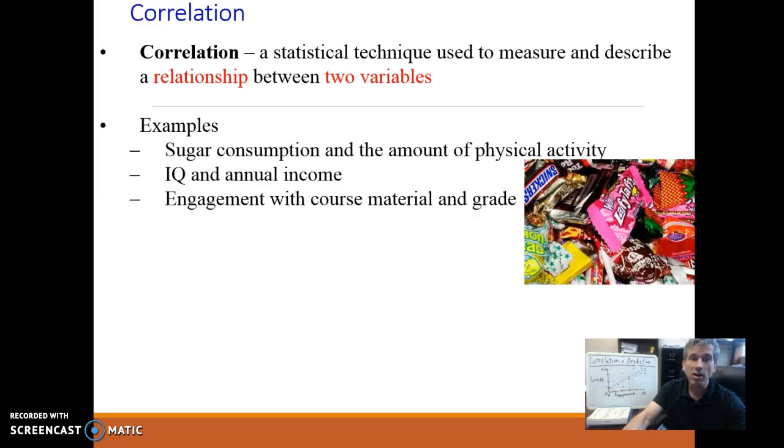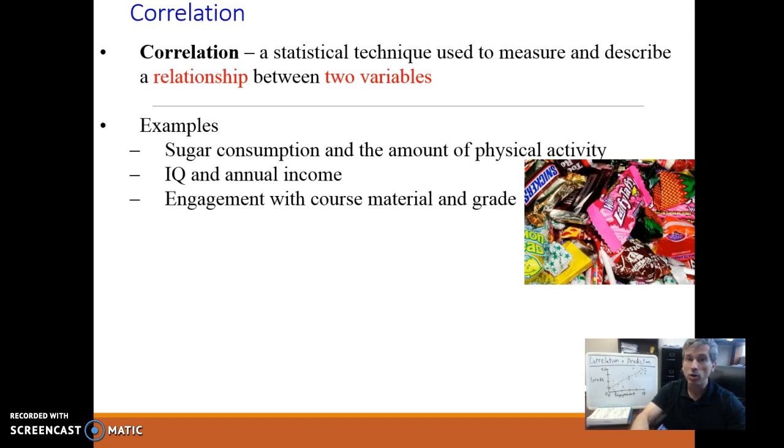Some examples here. You could measure people's sugar consumption and the amount of physical activity they engage in and correlate them. See if there's a consistent relationship there, if they tend to move in tandem or not. You would probably expect here what's called a negative correlation, where more sugar consumed is related to less physical activity.